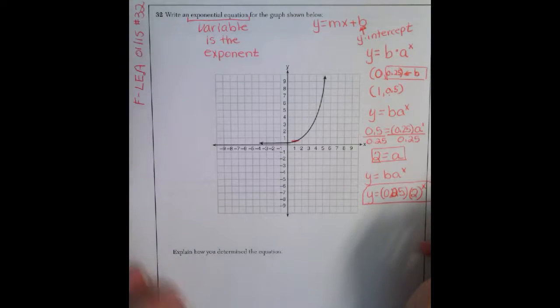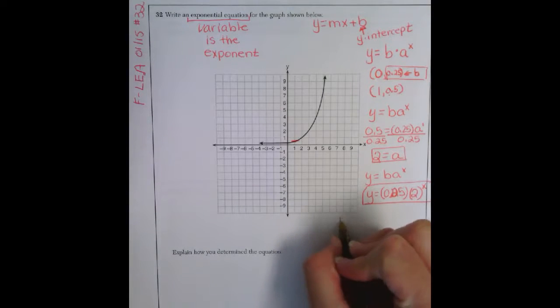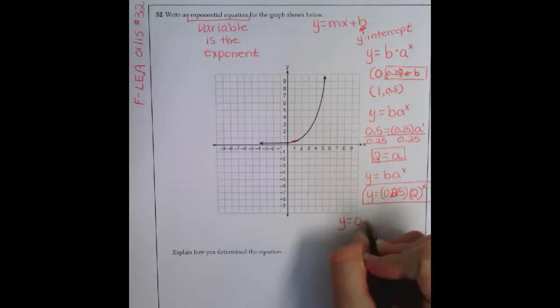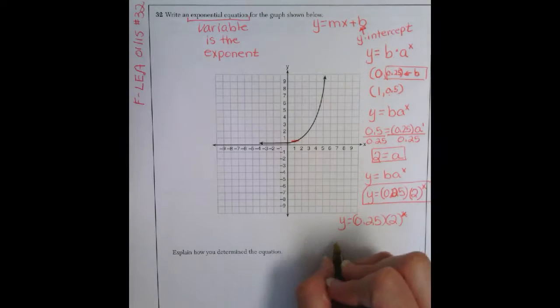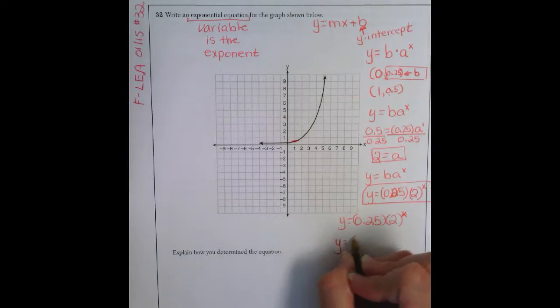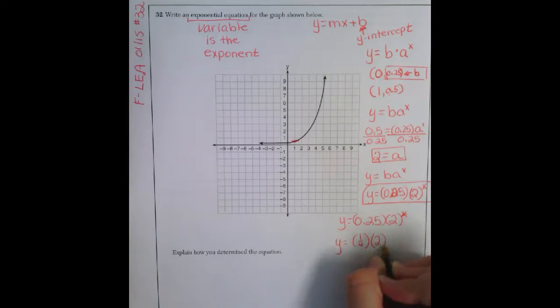Now it says explain how you got the equation. And that looks kind of ugly. Let me just write it one more time so you can see it nicer. You could also write it as fractions, just so you know. You could write it like this also.